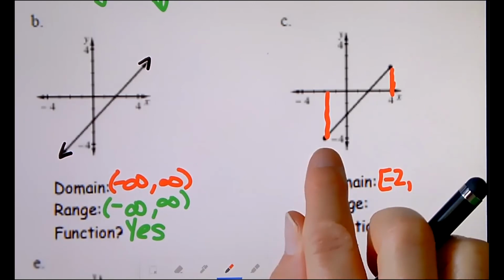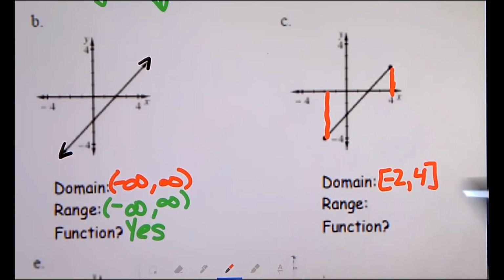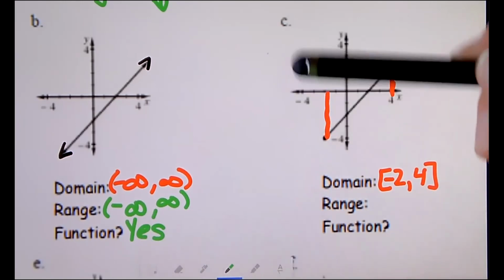And again, because it's a solid dot, it's a closed bracket. And it goes up all the way to 4. That's your domain.